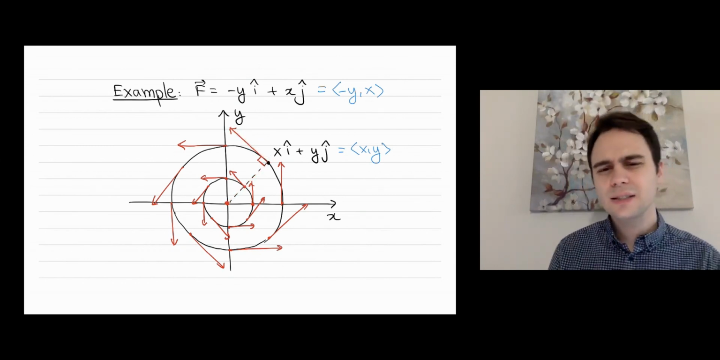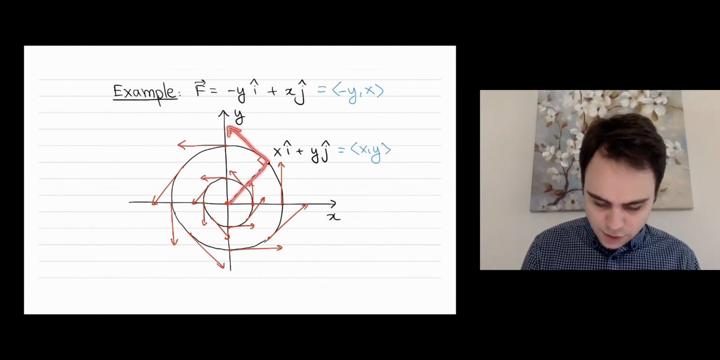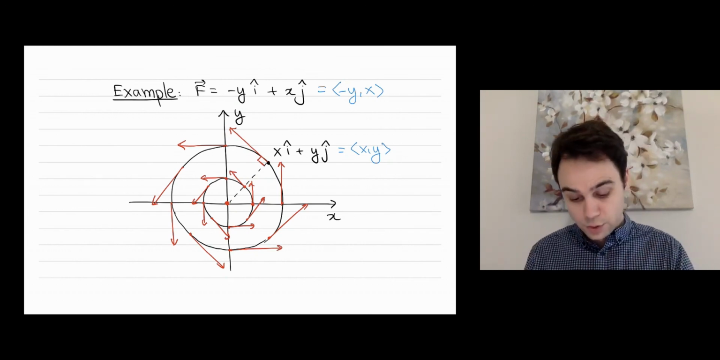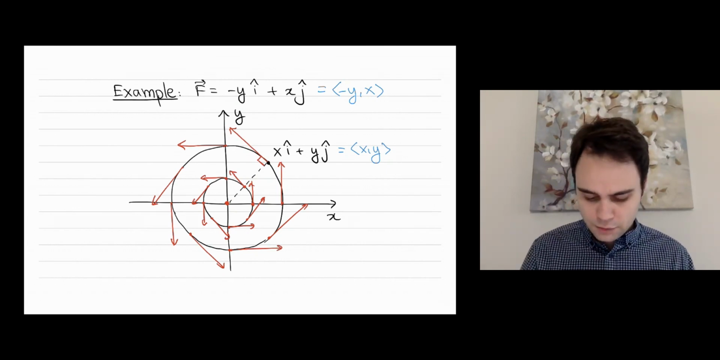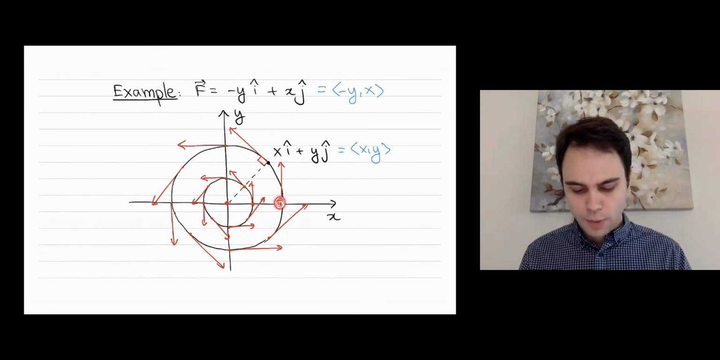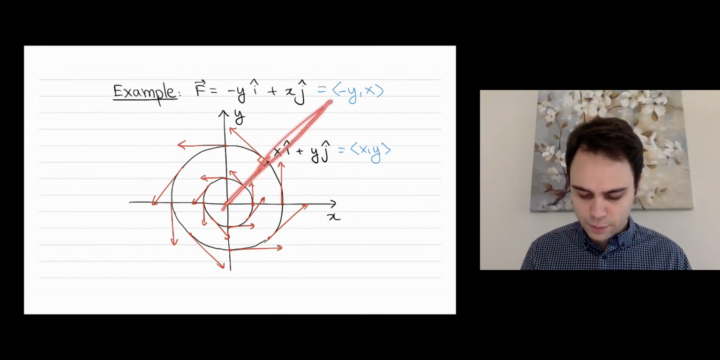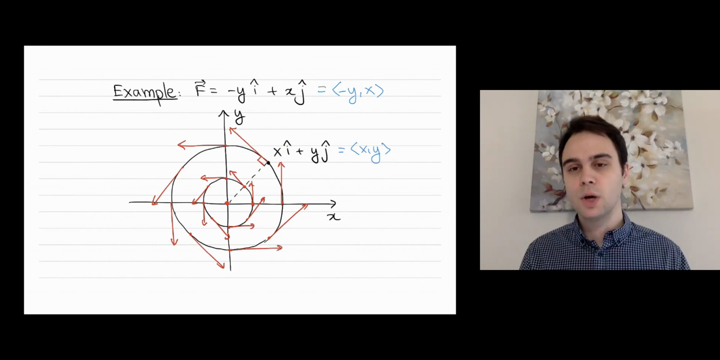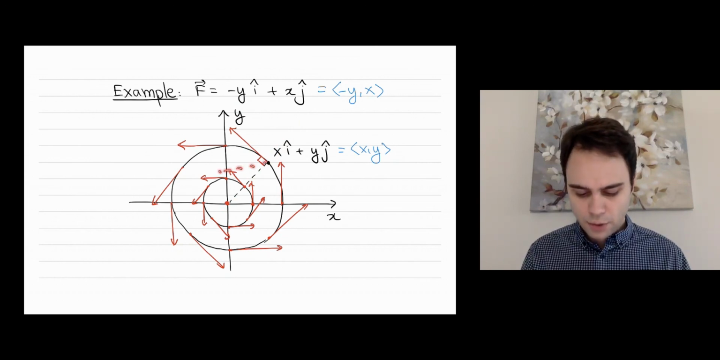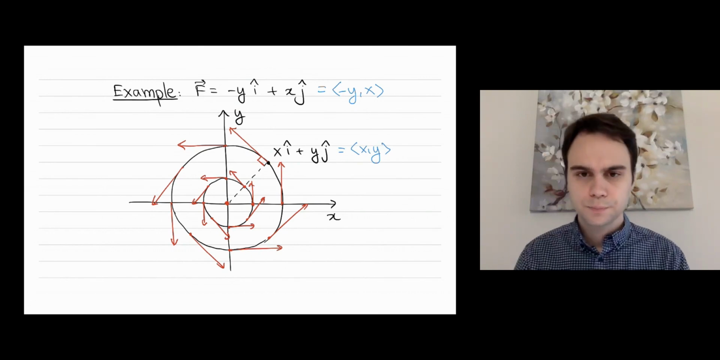And the last thing to check, to see that it's rotated to the left rather than to the right, you just plug in a few values. For example, if x is 1 and y is 0, then f is going to be minus 0 comma 1, which points up. Or for example, if x and y are both 1, so I'm on this diagonal, then f is going to be minus 1 comma 1. So it'll have a negative i component and the j component will be positive, and so on. So this is rotating to the left.